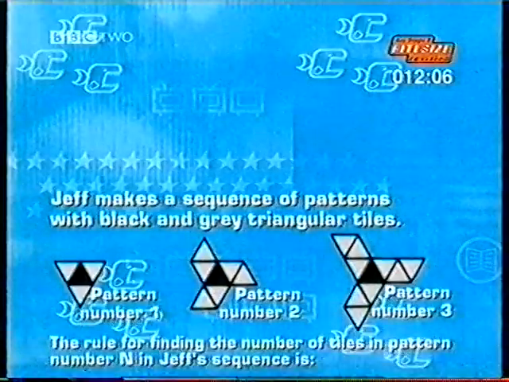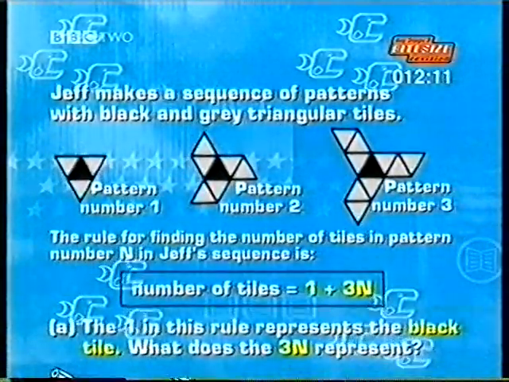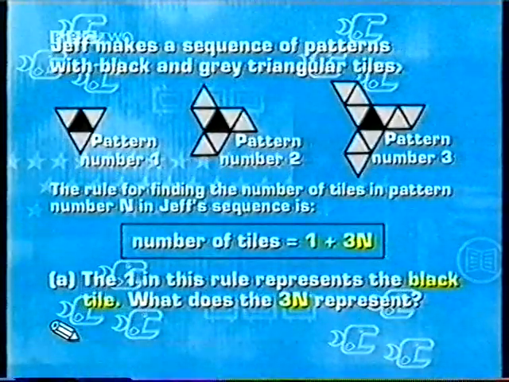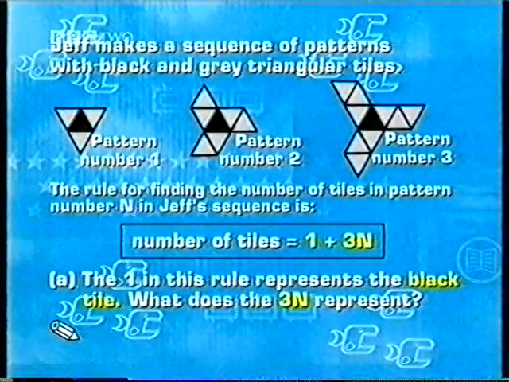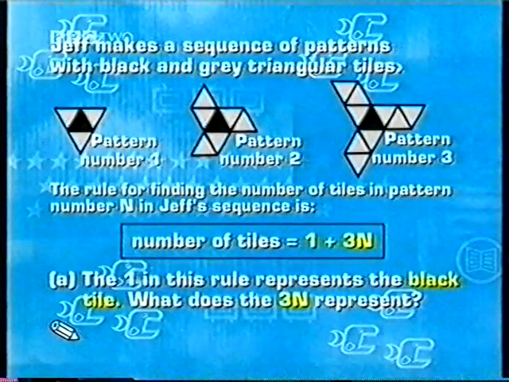Right, now let's move on to a test question. And there are 5 parts to this question, so make sure you pause the tape and jot each one down as we go along. We're told that Jeff makes a sequence of patterns with black and grey triangular tiles. You are given pattern number 1, pattern number 2, and pattern number 3. We're told that the rule for finding the number of tiles in Jeff's sequence is 1 plus 3n.